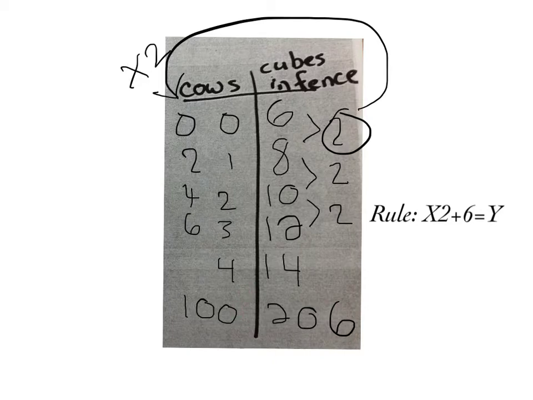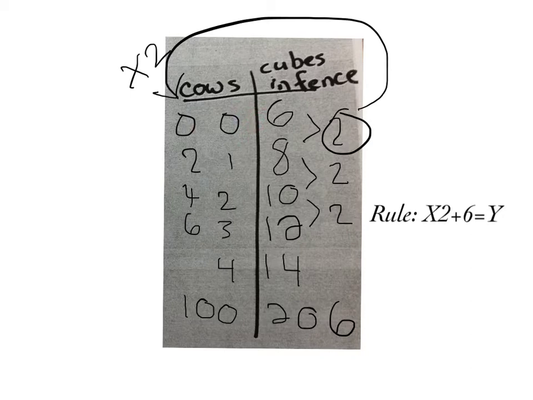So now we're trying to figure out the rule. You go from 2, and you multiply 2 times each of these numbers. 2 times 0 equals 0. 2 times 1 equals 2. 2 times 2 equals 4. 2 times 3 equals 6. 2 times 4 equals 8. And 2 times 100 equals 200.